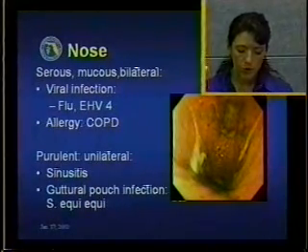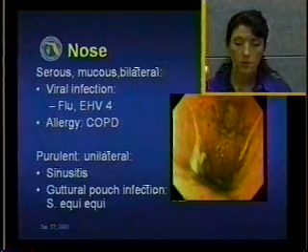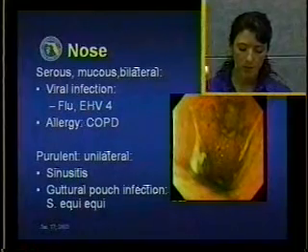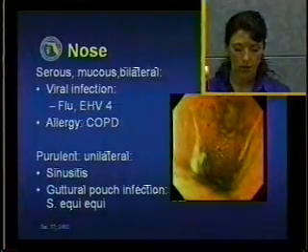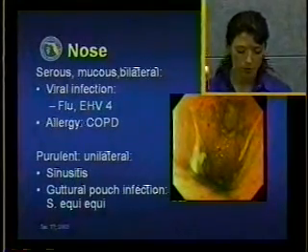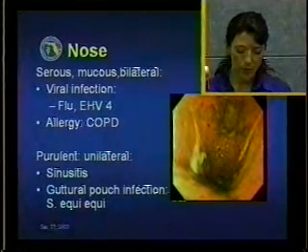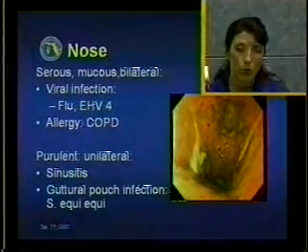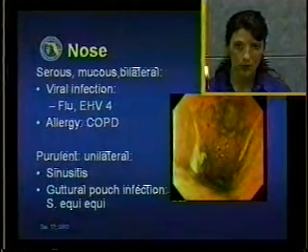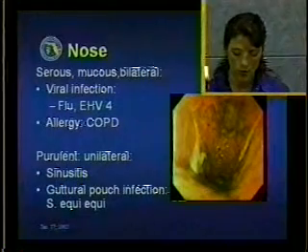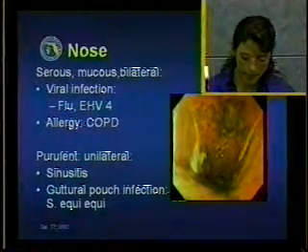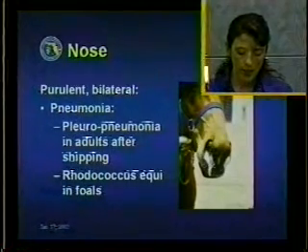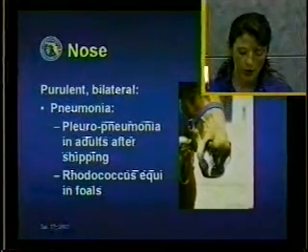If you're dealing with a purulent unilateral discharge, you need to be thinking about sinusitis. So once again, this is a very common disease in older horses that is caused by the presence of an infection at the tooth root. Or you may also be dealing with a guttural pouch infection. And one of the most common organisms that cause infections within the guttural pouches is strangles, or the strep equi var equi. A purulent bilateral discharge is most commonly associated with pneumonia.